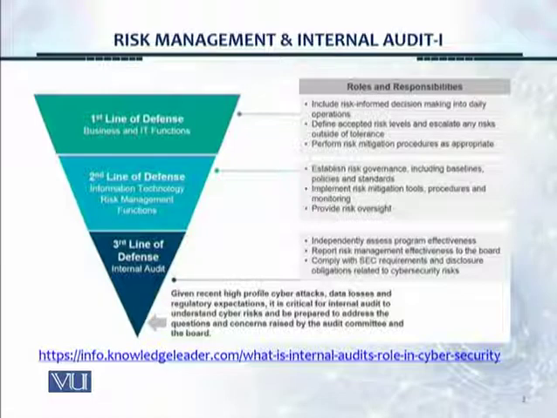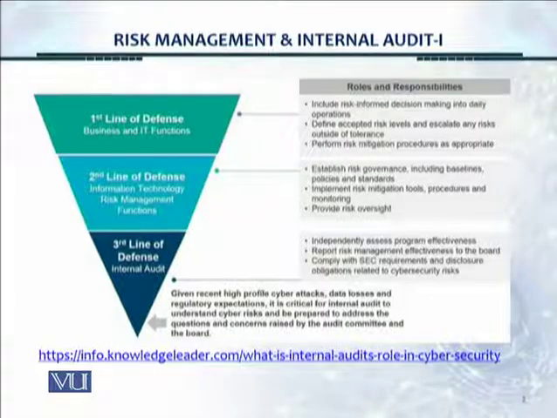So the roles and responsibilities of the first line of defense include risk-informed decision-making into daily operations, define accepted risk levels and escalate any risks outside of tolerance, perform risk mitigation procedures as appropriate. The second line of defense performs the following tasks: establish risk governance, including baselines, policies, and standards, and implement risk management tools, procedures, and monitoring, and provide risk oversight. So as you can see, the first line of defense is actually the business and IT functions. And all of these business and IT functions really have to take the first step to make sure that the risks are managed or the information security is being handled properly.